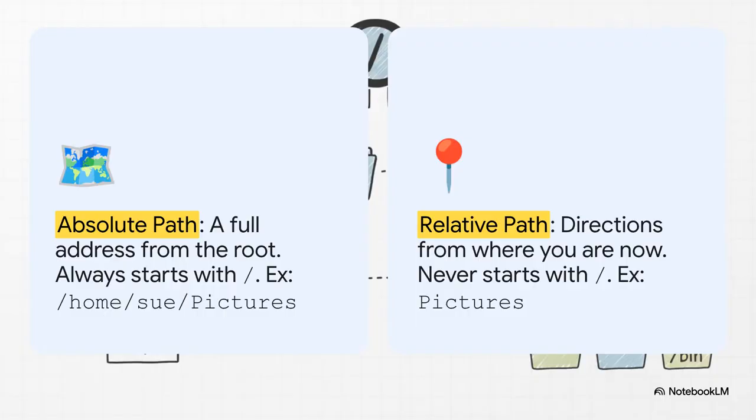Now, to use that cd command, you have to understand something called paths. An absolute path is like giving a full street address. It starts all the way from the root, the slash, and it tells you the complete route, like /home/Sue/pictures. A relative path, on the other hand, is like giving directions from where you're standing right now, like just go into the pictures folder from here. The biggest clue? Absolute paths always start with that /.